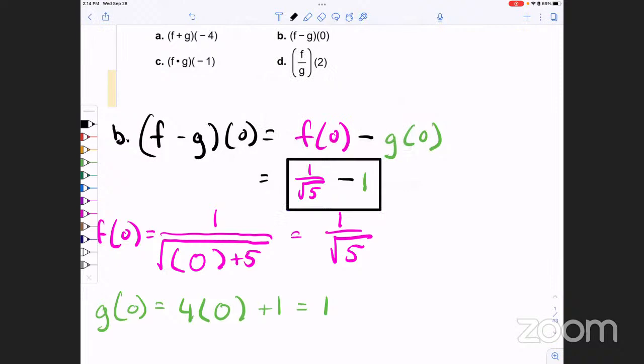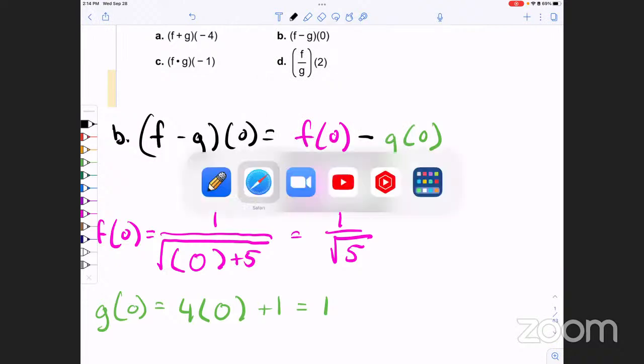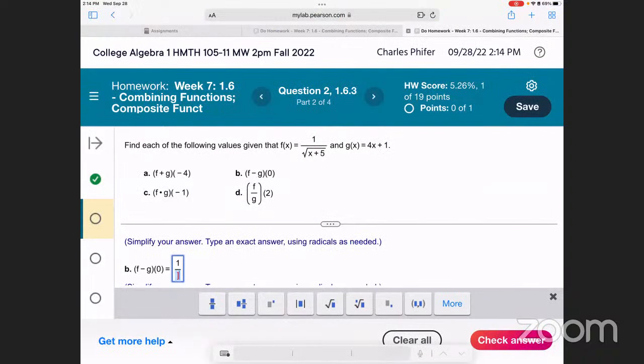Let's copy: 1 over the square root of 5 minus 1. Because it says an exact answer with radicals, we got 1 over the square root of 5, minus 1.